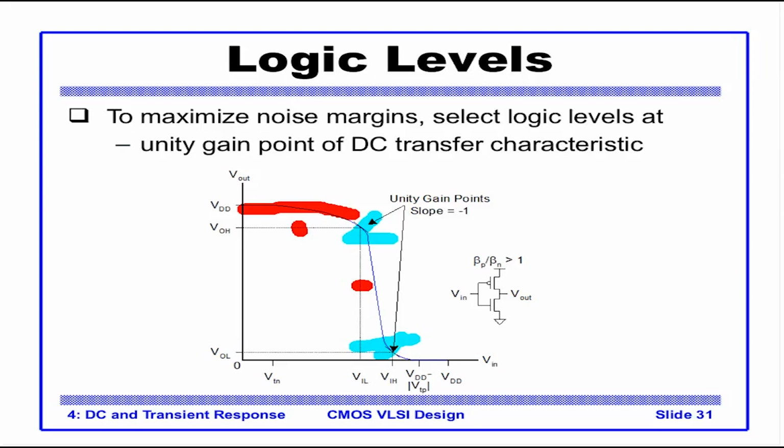This graph is very easy to draw, easy to plot. You just give V in and change V in and calculate V out. The Spice will do that for you. And then you could actually calculate the values of VOH and VOL, VIL and VIH. And that would give much more insight into the working of the inverter and the noise margin.